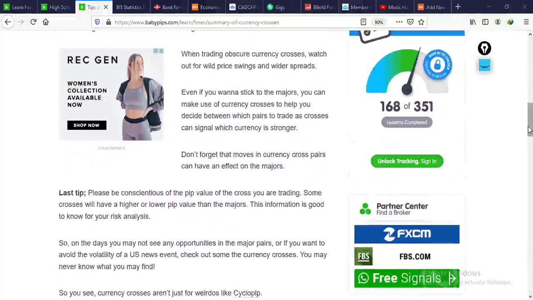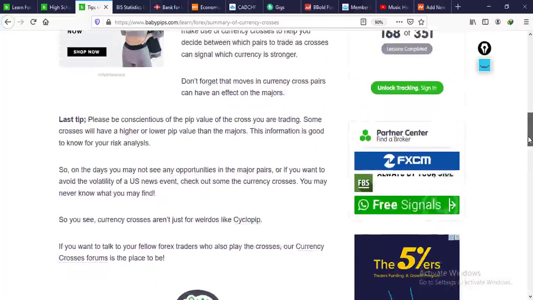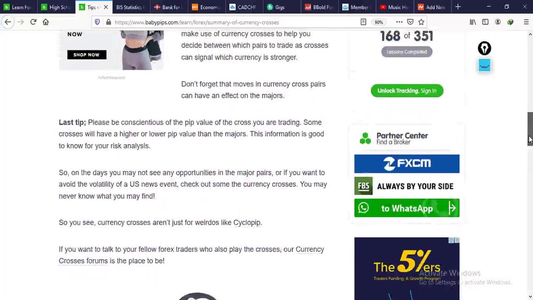If you want to stick with major pairs, stick with them. Nothing is wrong with that. You have to be conscious of the pip value of the cross currencies that you likely want to trade, and there are lots of opportunities. Sometimes you'll find them, sometimes you won't, and if you want to avoid volatility of US news events, check out some of the currency crosses. You may never know what you'll find.